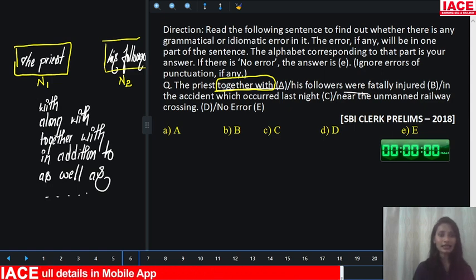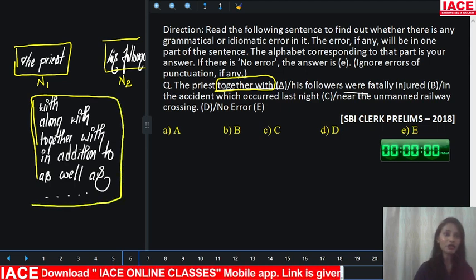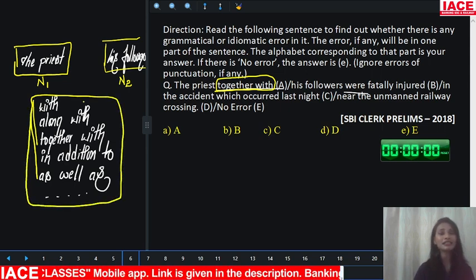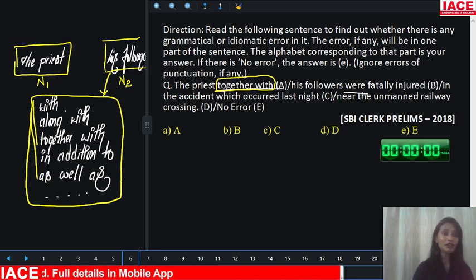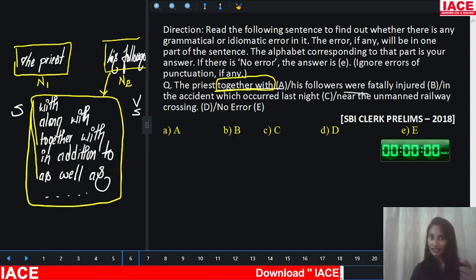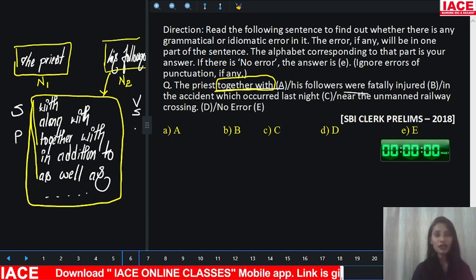Whenever these conjunctions are used to connect two nouns, they take the second noun as additional information. That means only the first noun must be considered as the subject. The second noun becomes additional information. So if the first noun is singular, the verb must be singular. If the first noun is plural, the verb must be plural.